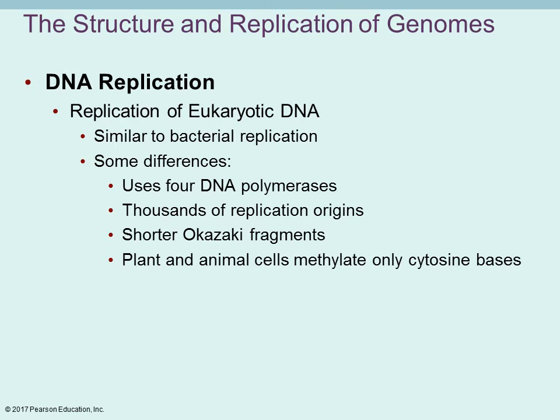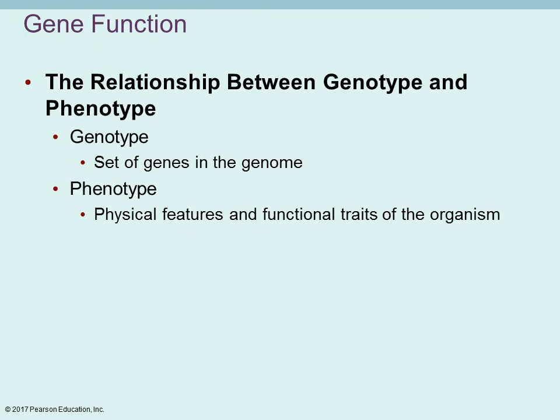Now, a lot of things with eukaryotic DNA replication will be very similar. There are, however, some differences. Remember that eukaryotic DNA is linear, and so you can have thousands of replication origins, not just one. And the Okazaki fragments tend to be a little bit smaller, and there are additional DNA polymerases involved.